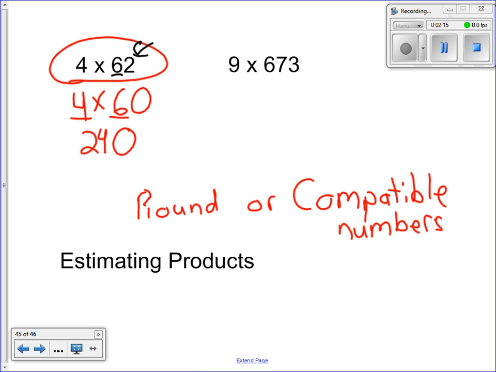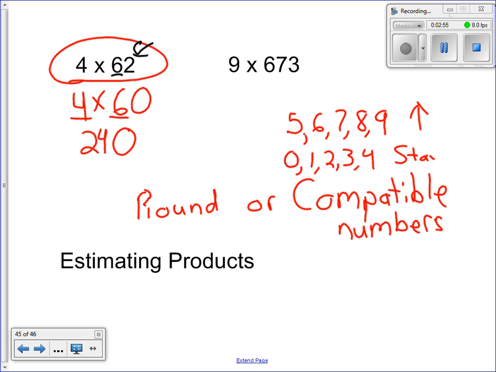Now before we go on to the next problem, let's talk about when to round up and when to stay the same. Remember from earlier in the year and last year, and even all the way back down to 2nd grade, you've learned how to round. You remember that 5 or more, so 5, 6, 7, 8, and 9, you round up. And for 0, 1, 2, 3, and 4, you stay the same.